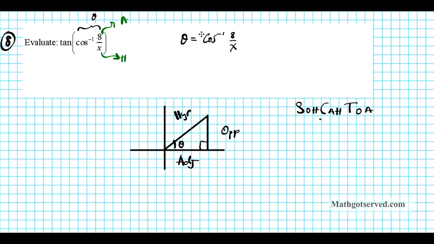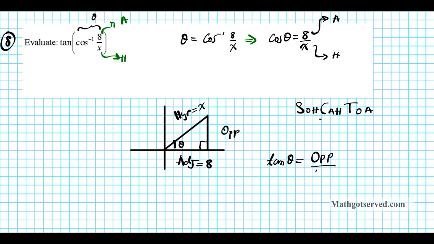Let me prove that to you right here. If theta is equal to the inverse cosine of 8 over x, that follows that if I take the cosine of both sides, cosine theta is equal to 8 over x. So we can clearly see that this is adjacent, and this is hypotenuse from SOHCAHTOA. Okay? Alright, so the adjacent is a constant 8. The hypotenuse is a variable x. We have to find tan. What does TOA tell us about tan? Tan theta is opposite over adjacent, right? So we know what the adjacent is. We need to find the opposite.